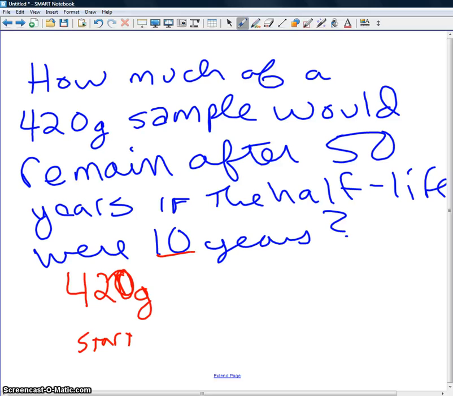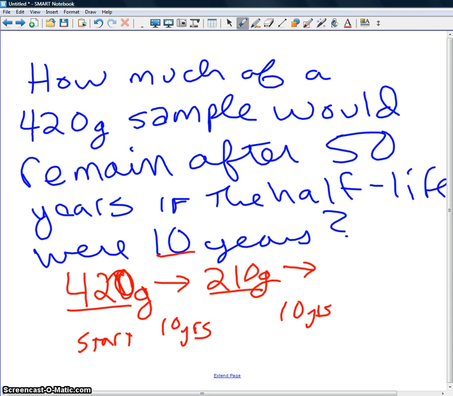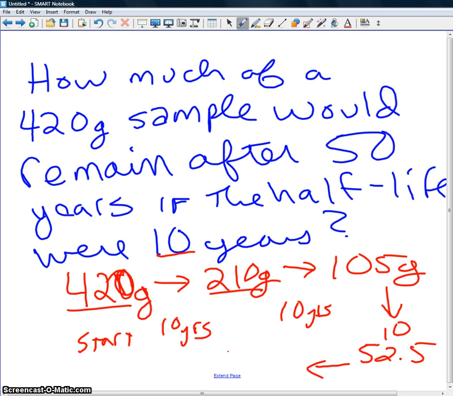So after one half-life, after 10 years, you're going to cut it in half, because that's what happens in a half-life. You're going to be left with 210 grams. And then after 10 more years, you're going to be left with half of 210, which is 105 grams. And then after 10 more years, it's going to go down to 52 and a half. And then after 10 more years, you're going to be down to 26 and a quarter. I just notice that I'm cutting it in half every time.